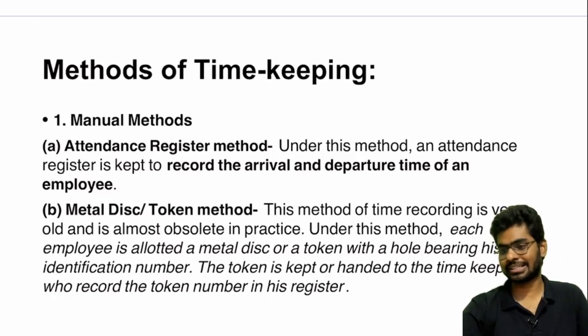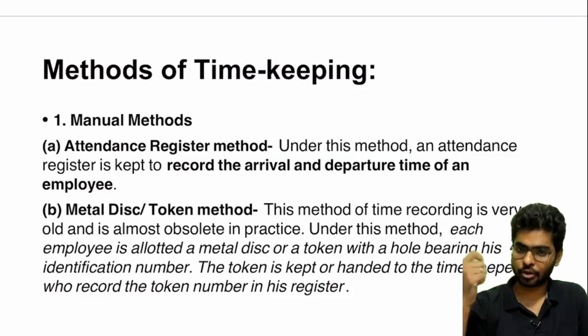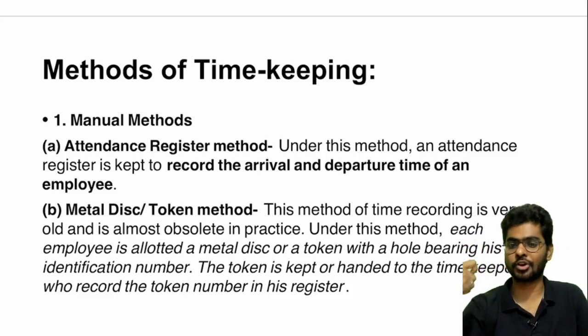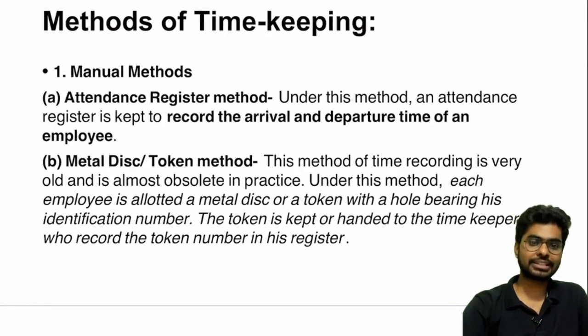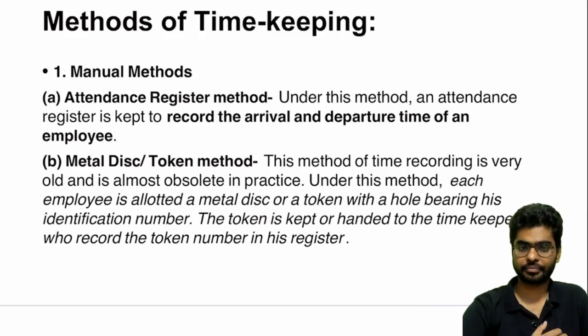If you would have gone to any of these factory security gates, there would be one guy who would be keeping a book. He will say, sir, you come in and write what time you came in, what time you are leaving. Please write this. So this is the attendance register method, where a register would be kept which is going to record his arrival time and the departure time.